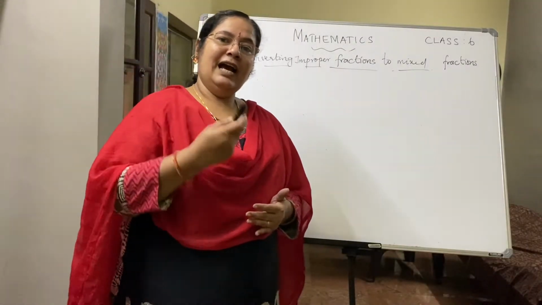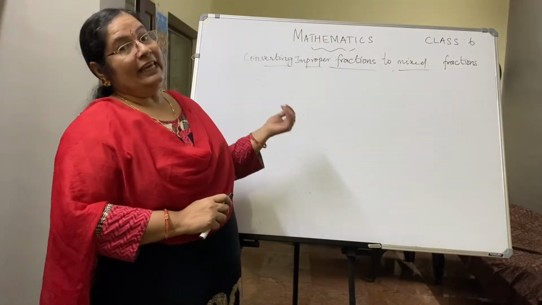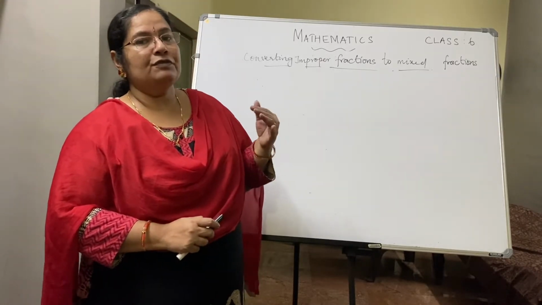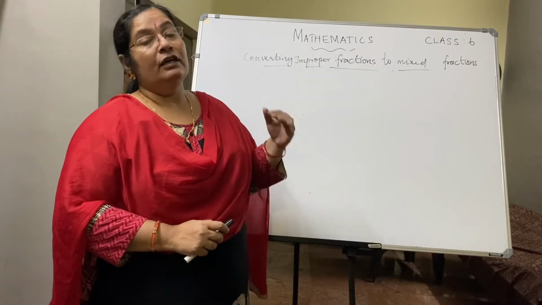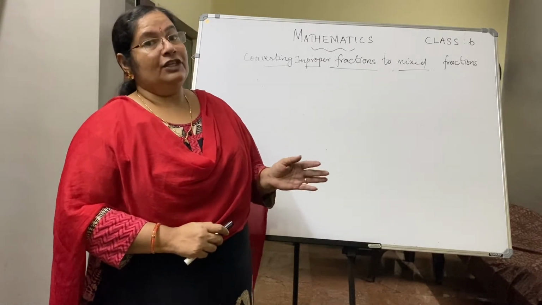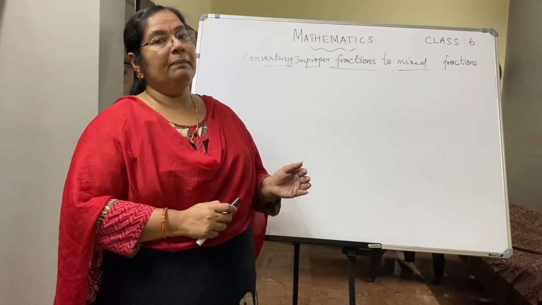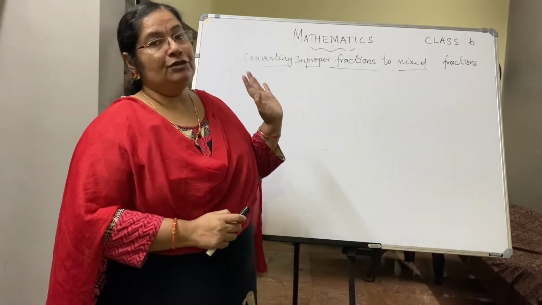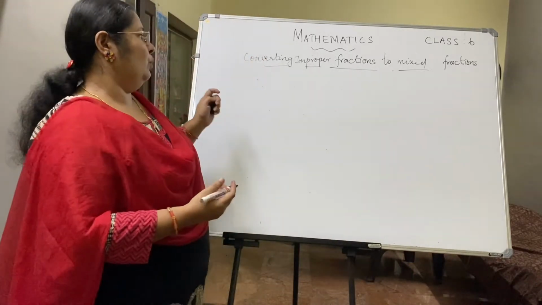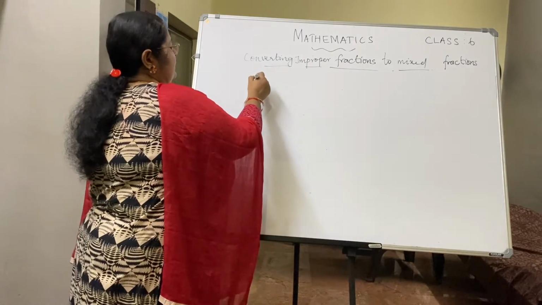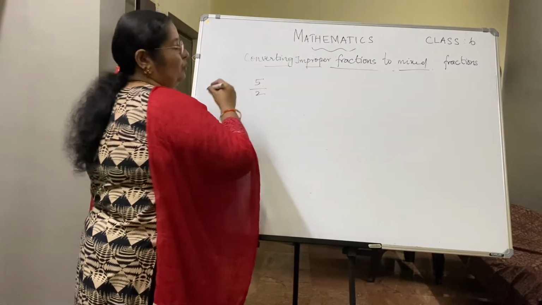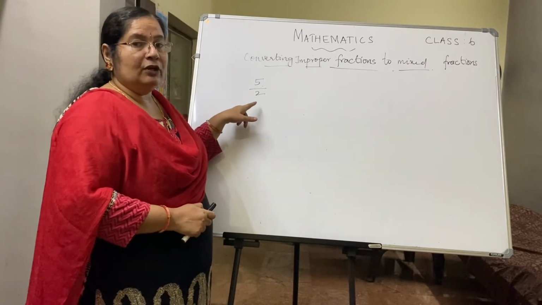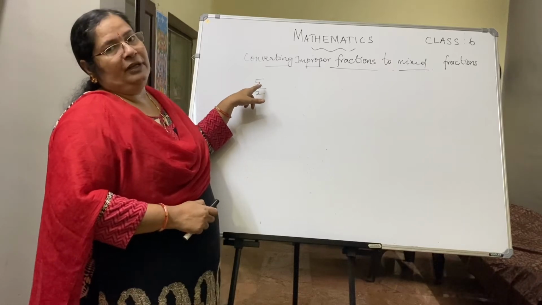Now we are going the other way, that is converting improper fractions to mixed fractions. You have a fraction whose denominator is less than the numerator. You are going to convert that into a fraction which is a combination of a whole number part and a proper fraction. Let us take one example. Say suppose it is 5 by 2. 5 by 2 is an improper fraction. How do we know? Because the denominator 2 is less than the numerator 5.